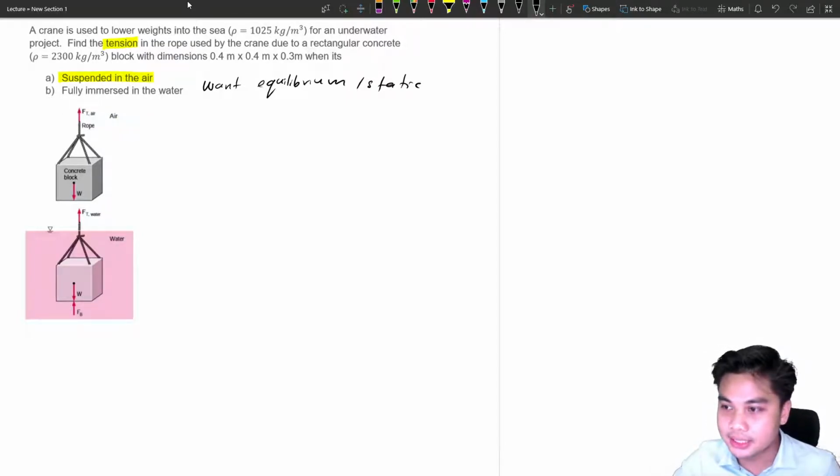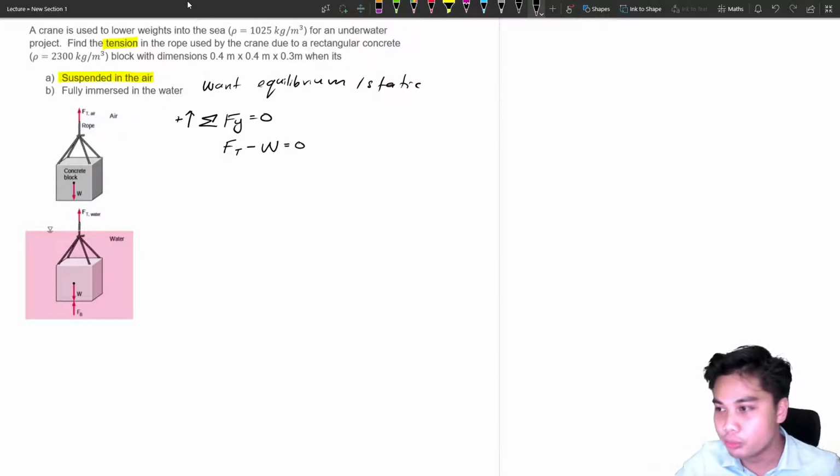For this case, you can see this is a concrete block, so definitely it has the weight, and we have the tension force going upwards. Just apply the summation of force in the y direction equal to 0. What forces are involved? We have Ft, and the weight is pointing downward, so it is negative. Let's say pointing upward is positive, equal to 0. You move the weight to the other side, and the tension force equals the weight of the block.